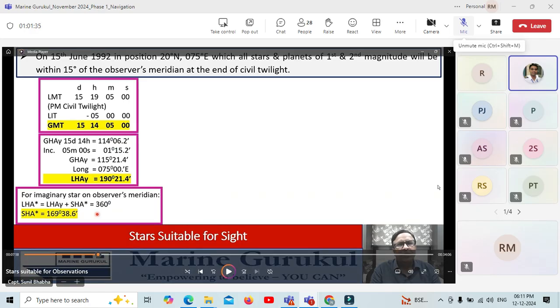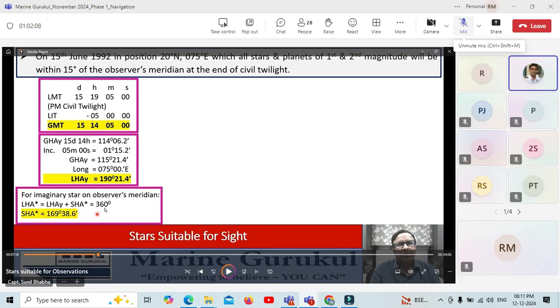Okay, beta. So we have obtained the SHA of an imaginary star on the observer meridian. Any doubts up to here? The LHA star, where did we get it, sir? Okay, beta, this star is an imaginary star and it is on the observer's meridian, right? Yes, sir. Anybody when it is on our meridian, its LHA has to be 360. That's why we have kept the LHA of the star equal to 360. Okay, sir.